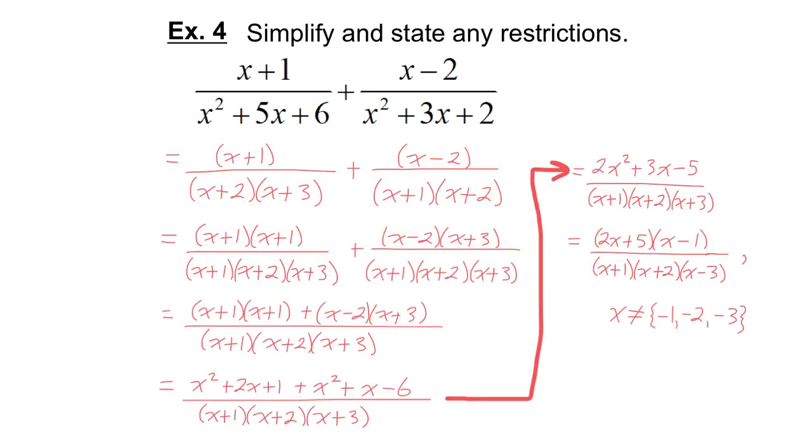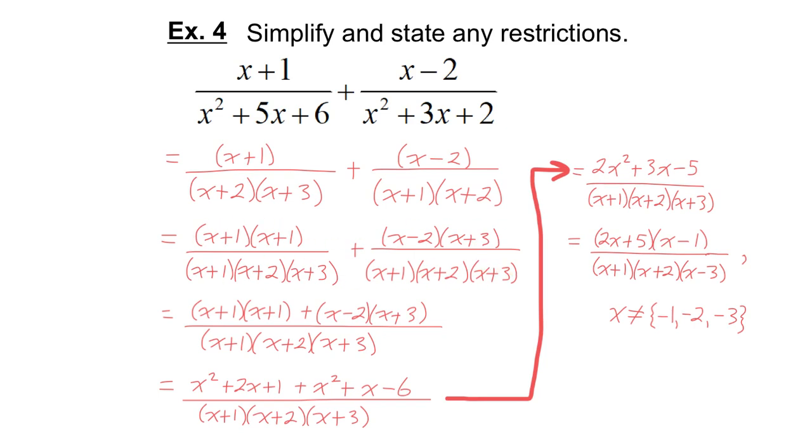Here's how I got it. This factors to this, and this factors to this. X plus 1, x plus 2, and x plus 3 need to be in the denominator. So I'm going to multiply this by x plus 1. I'm going to multiply this by x plus 3. Now I have a common denominator.